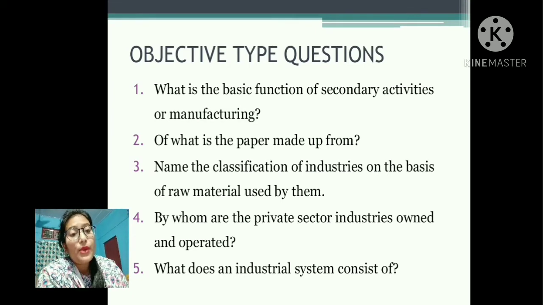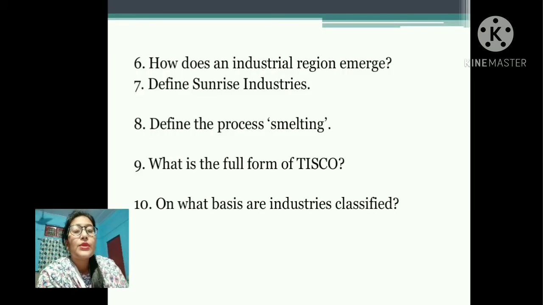Question number 4. By whom are the private sector industries owned and operated? So private sector industries are owned and operated by whom? Private individuals or group of individuals, right? What does an industrial system consist of? So it consists of input, processes and output. Question number 6. How does an industrial region emerge? So students, an industrial region emerges when so many industries are located close to each other, right?